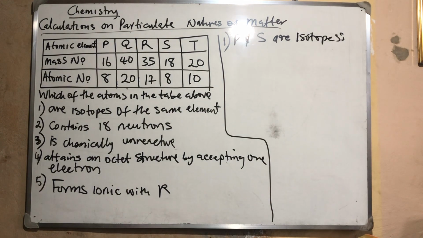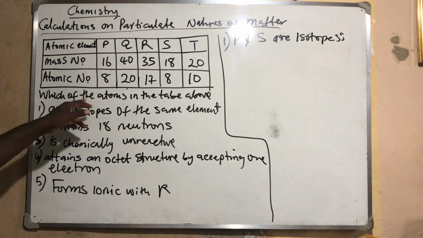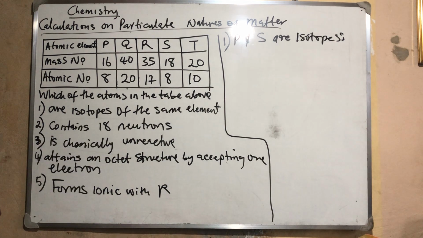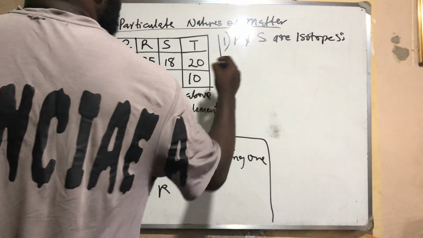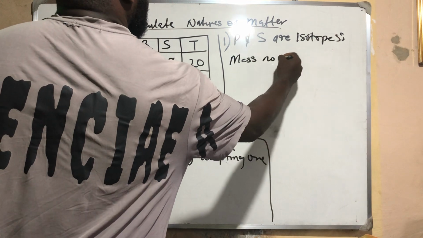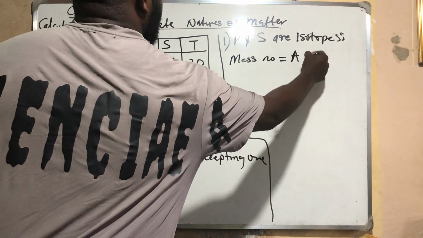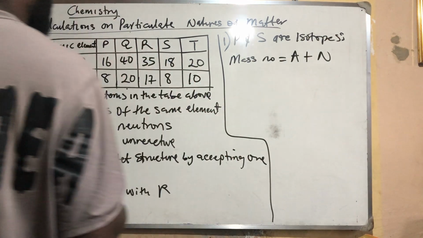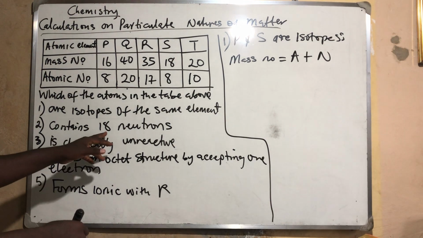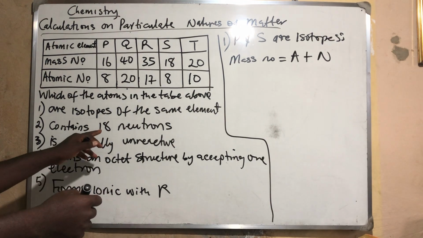So number two, they said, which of the atoms contain 18 neutrons? Which of the atoms contain 18 neutrons? Now, don't forget that mass number is equal to atomic number plus neutron number. Okay, so now let's check the one that has 18 neutrons.